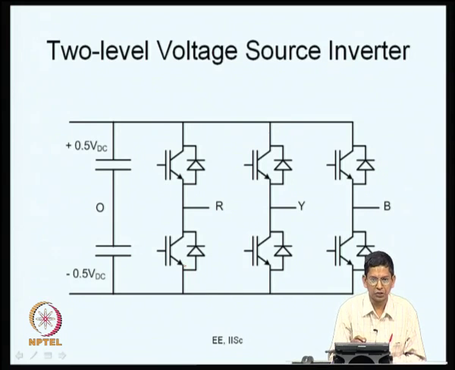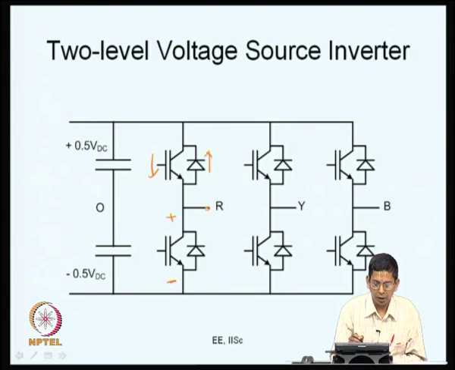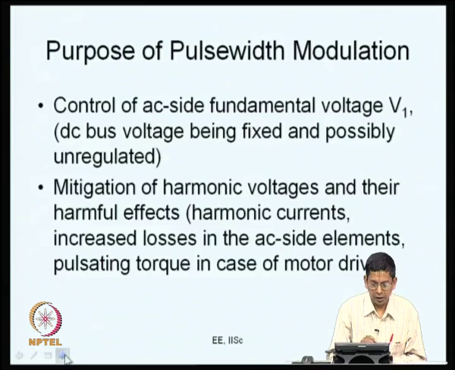There are 2 IGBTs, and these IGBTs have anti-parallel diodes, so they are capable of conducting in both directions, as we have seen several times. When the top IGBT is conducting, the bottom IGBT will be blocking a voltage of this polarity, and vice versa. So, these devices have bidirectional current carrying capability and unidirectional voltage capability, and at the pole you can apply either plus 0.5 VDC or minus 0.5 VDC, measured with respect to the DC bus midpoint O. So, we defined pole voltages, and we defined the purpose of pulse width modulation.